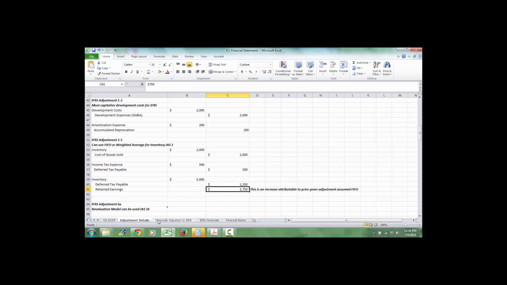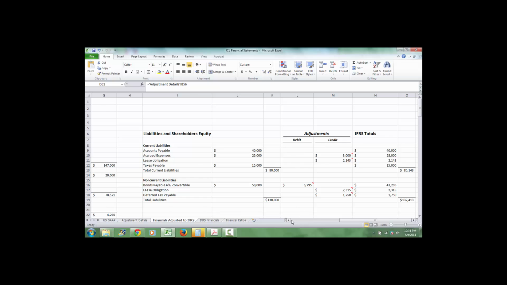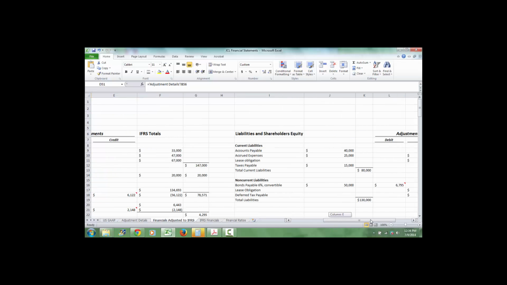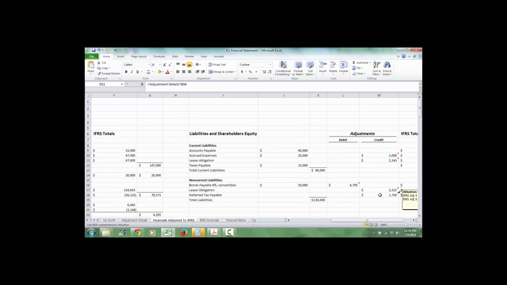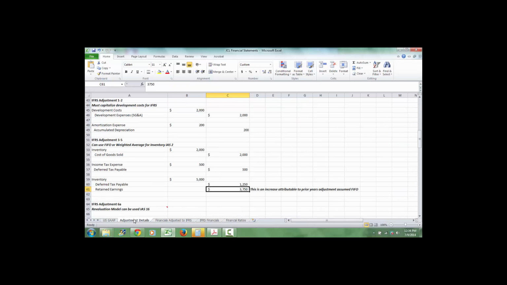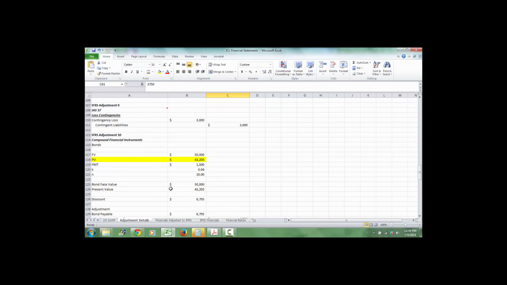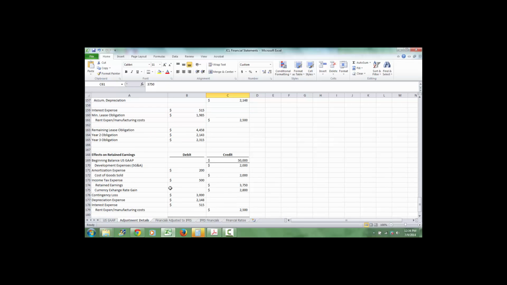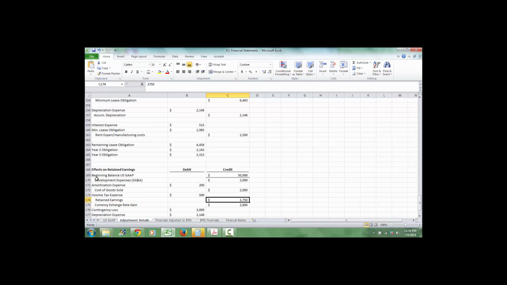So we're going to go right to the financial statements and increase inventory 5 million. We're going to increase deferred tax liability 1250. And we are going to adjust retained earnings. So I have a whole sheet, if you scroll to the bottom, about adjusting retained earnings. So this is the adjustment to retained earnings. I'll walk you through the effects on retained earnings later.